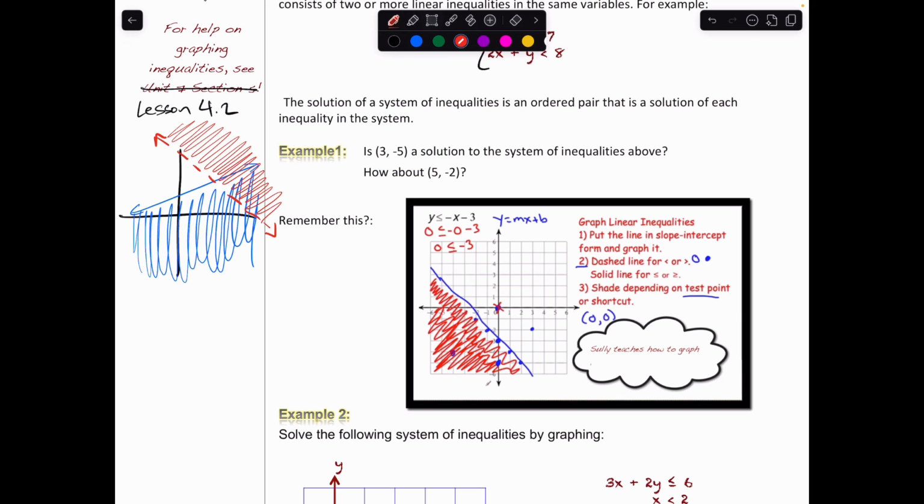Then our solution is going to be anything on this blue line because the blue line was solid up to here. But it's not going to include anything on the red line because the red line was dashed. Those aren't considered solutions to the red equation. But it's also going to include everything that's shaded both red and blue. So this region of the graph here, anything in there would be a solution. We'll get more into the graphing part in a moment.